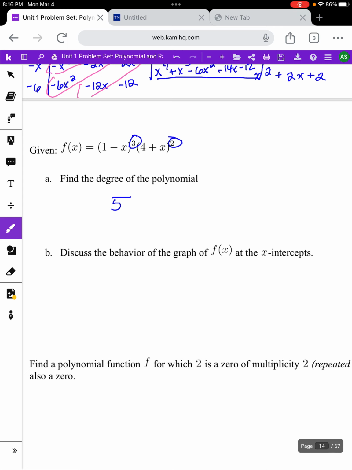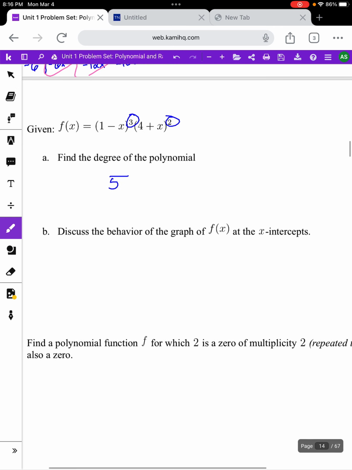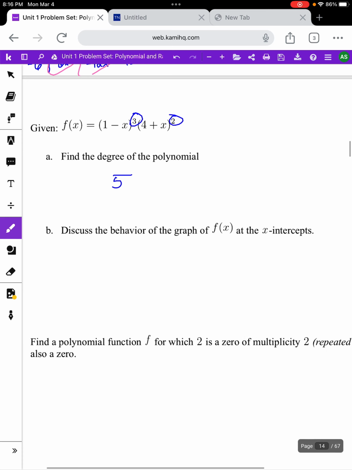Discuss the behavior at the x-intercepts. Oh, well, these are repeated solutions, right? So if I have 1 minus x to the 3rd, that's a repeated solution, so it's going to bounce there. And 4 plus x is also a repeated solution.